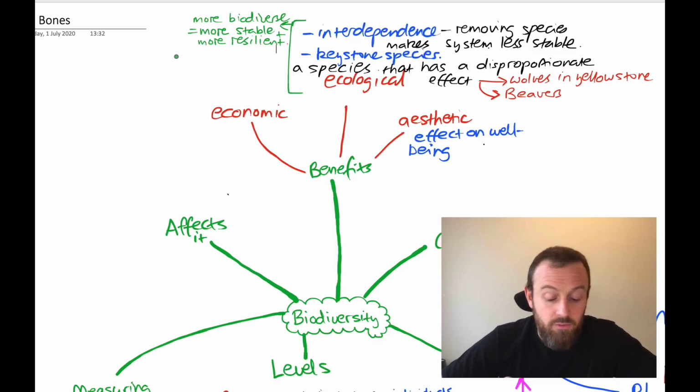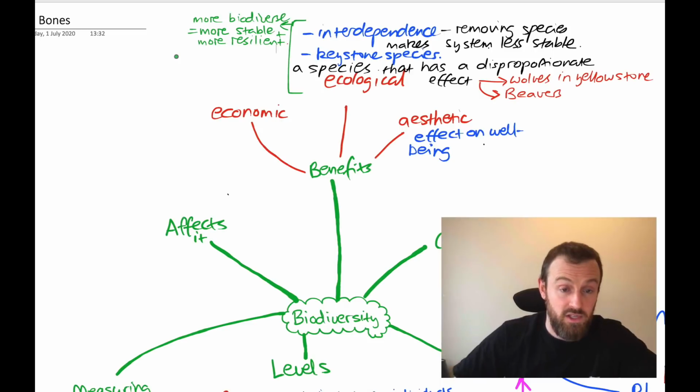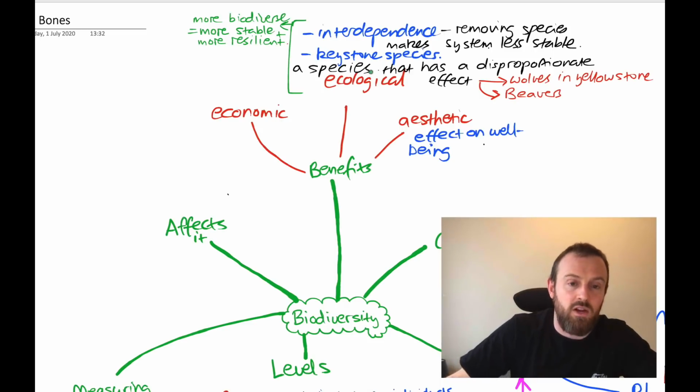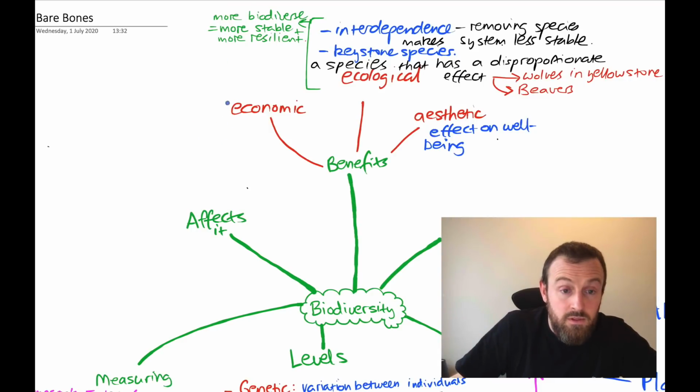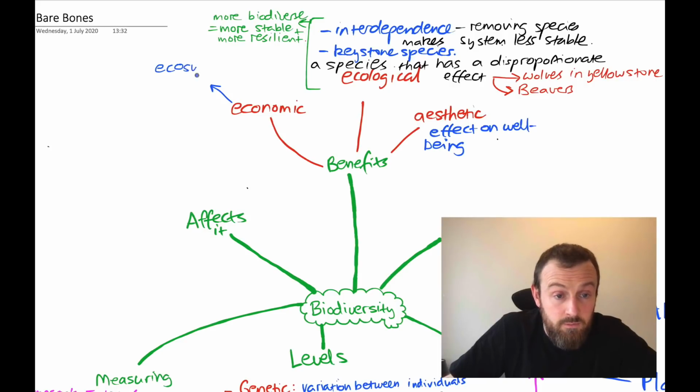So, okay, if we discount the aesthetic effects, if we even discount the ecological effects, we don't care about the environment, there are concrete economic benefits to maintaining biodiversity. And we can look at two areas. First of all, we can look at something called ecosystem services. And these are the services that ecosystems provide us, humans, or our society.